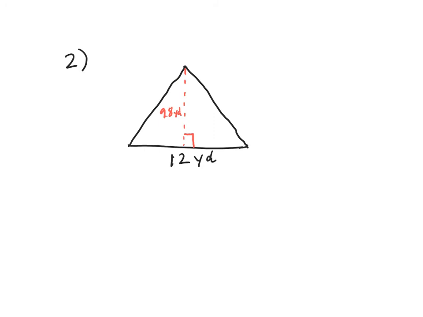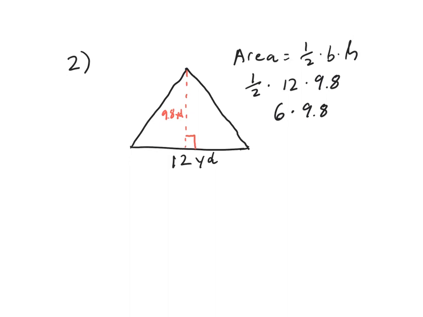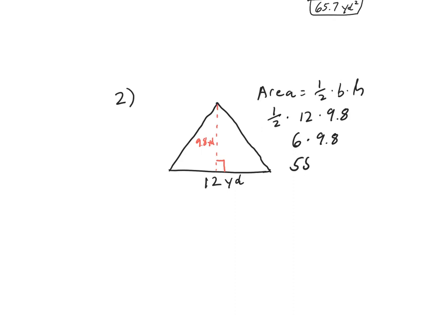Okay, example 2, we have a triangle. So the formula for the area of a triangle is 1/2 times the base times the height. And we're looking for the height. That means we're looking for the 90-degree angle. And the height's going to be the 9.8. So we're going to do 1/2 times 12 times 9.8. Half of 12 is 6, so we get 6 times 9.8, which is 58.8. And it's yards again, so it's square yards.